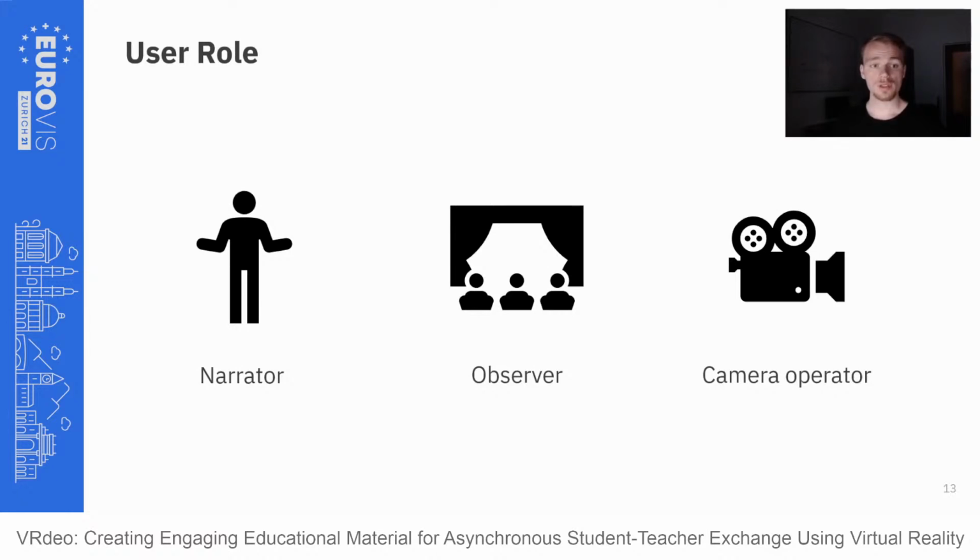So based on these requirements, we came up with three user roles. The first one is the narrator, who is the content creator, the originator of the story, who is recording the story. Then there is the observer, who is the consumer of the story. And the last one is the camera operator, who is responsible for recording a 2D video from the narrator's content.